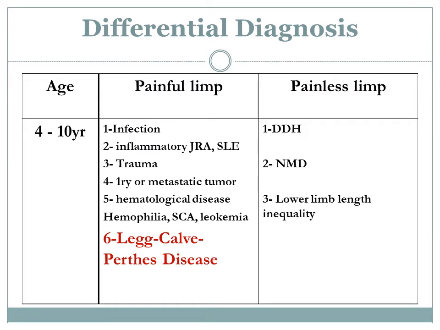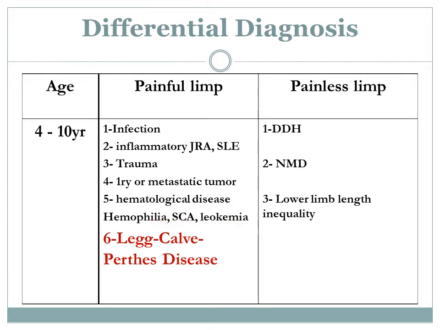The second age group, from 4 to 10 years in the pediatric population, also has causes of a painful limp that include infection, trauma, and primary or metastatic neoplasm. But in this age group, we will add the inflammatory conditions such as juvenile rheumatoid arthritis or systemic lupus erythematosus, which start to appear in this early age group. And we'll also add some hematological diseases such as hemophilia, sickle cell anemia, or leukemia.